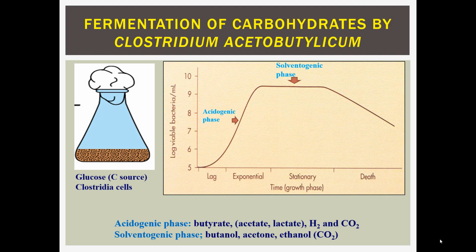Now, when the culture enters the stationary phase, the acids are taken up by the cells, concomitant with the fermentation of the carbohydrate, and are converted to butanol, acetone, ethanol, and carbon dioxide. And this phase is called the solventogenic phase.